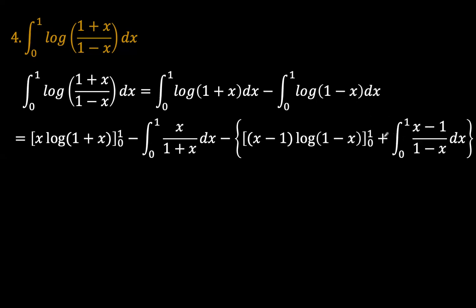And so the negative, this becomes positive. So we have applied the limits 0 and 1 here. And as you can see, in this first instance, when x is equal to 1, this means it's 1 times log of 1 plus 1, which is 1 times log 2. When x equals 0, 0 times log of 1 plus 0 is log 1. So log 1 is 0, and this is 0. So we have 0 there. And so out of this, we have log 2.